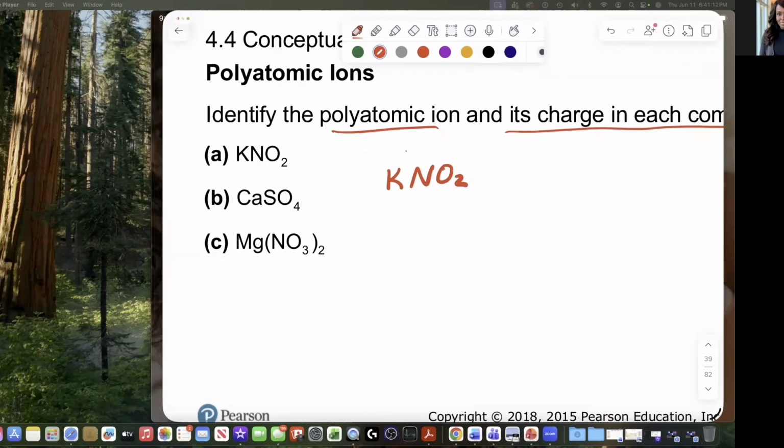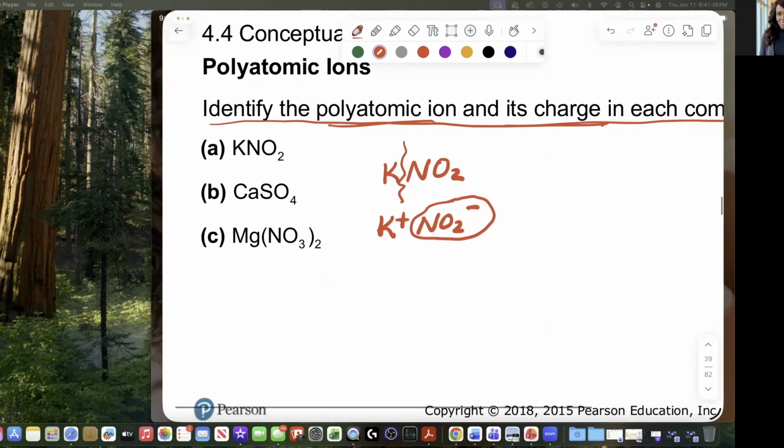So I identify K here by itself. K normally has a charge of plus. That means NO2 has to be minus. Identify the polyatomic ion and its charge. This is it right here. That's its charge. Okay. Next one.